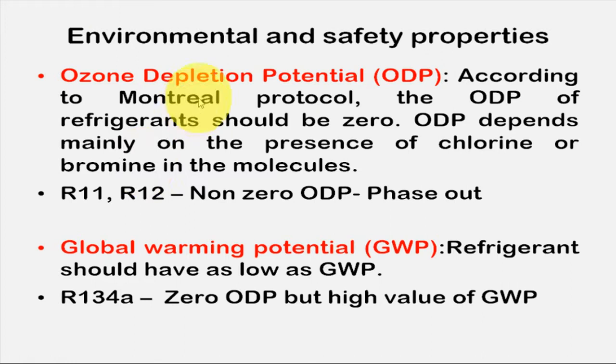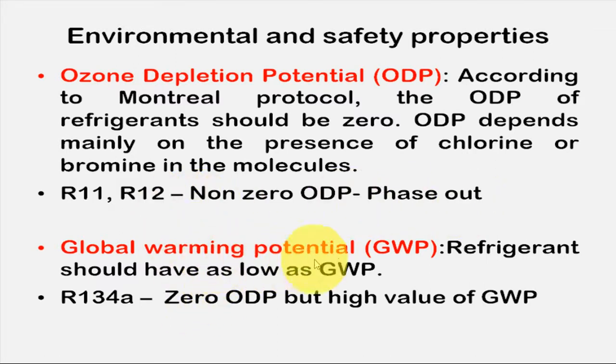Next are environmental and safety properties. According to the Montreal Protocol, the ozone depletion potential of a refrigerant should be zero. ODP should be zero, and ODP is because of the presence of chlorine molecules or bromine molecules. So R11, R12 have very high ODP, so they should not be used again. They are phased out.